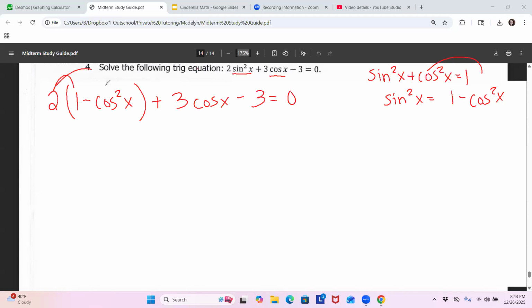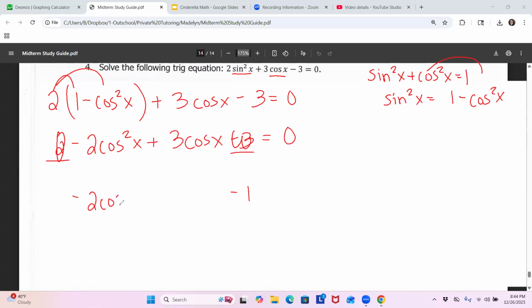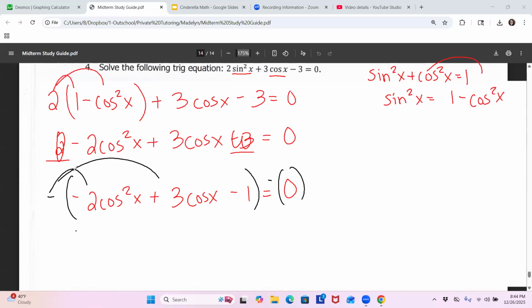All right, let's distribute this 2. So that would be 2 minus 2 cos square plus 3 cos minus 3. Okay, 2 minus 3 we could put together to be negative 1. Okay. And now can we just negate the whole thing? Because I would prefer a positive in the front. So 2 cos square minus 3 cos plus 1 equals 0.